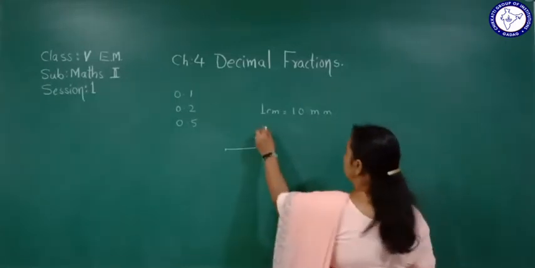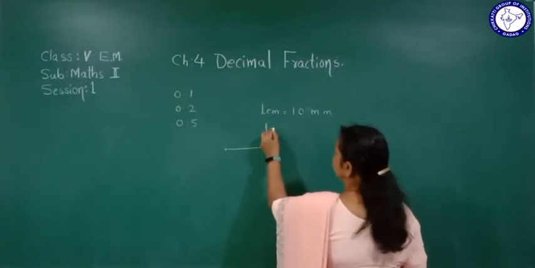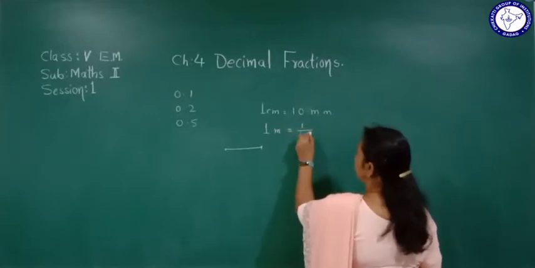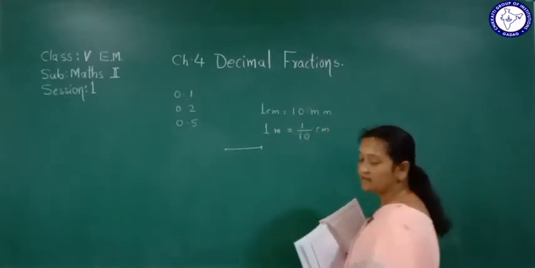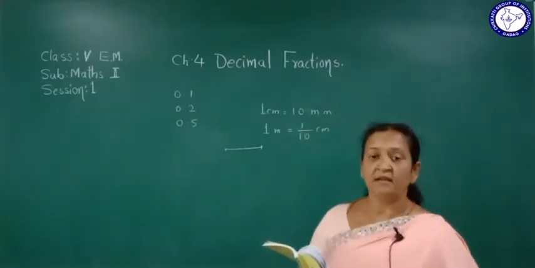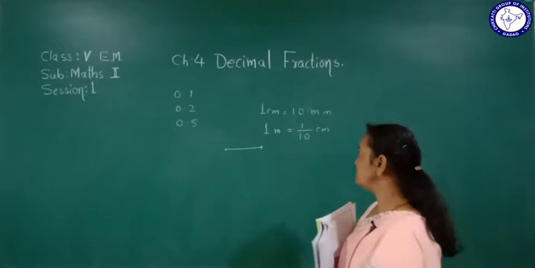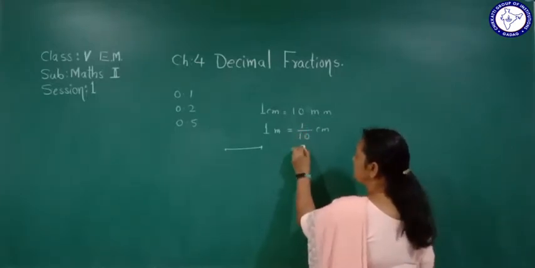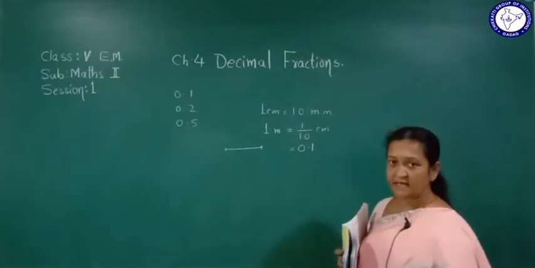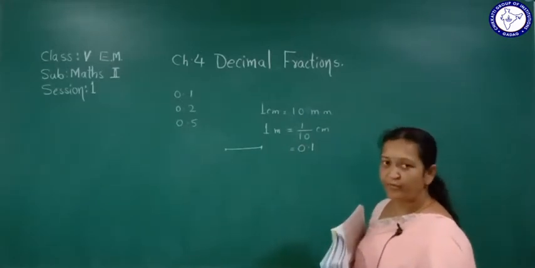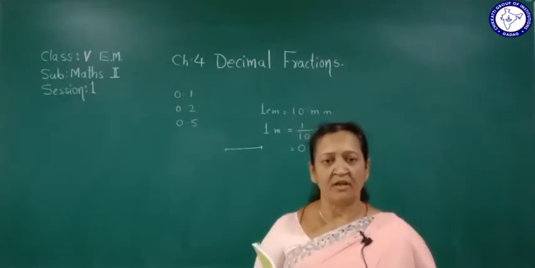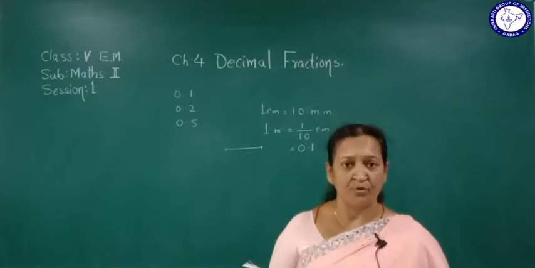So here 1 millimeter equals 1/10 centimeter, the 1/10th part of 1 centimeter. So we call it 1/10 of a centimeter. So 1/10 you can write as 0.1. Suppose it is more than 1 centimeter, then we write 1.5, 1.3. If it is more than 2, then we write 2.1, 2.2, 2.5, 2.8.